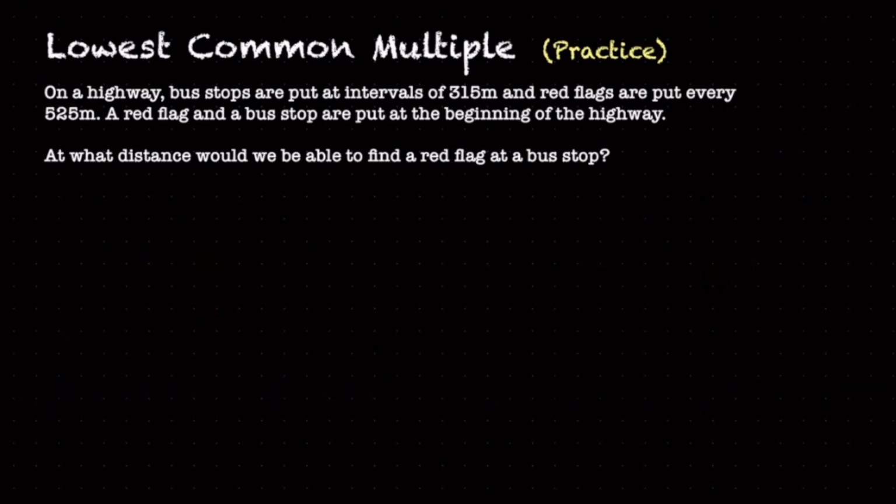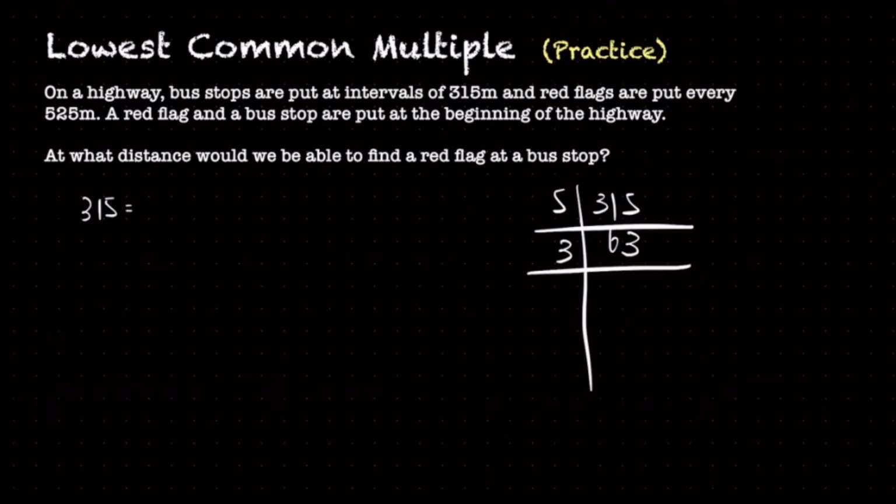So let's present these two numbers in index notation using prime factorization. Have this here, 315. Divide by 5 is 63, and 63 is 3 and 21, and 21 is 3 and 7. So there are 2 3s, 1 5 and 1 7.